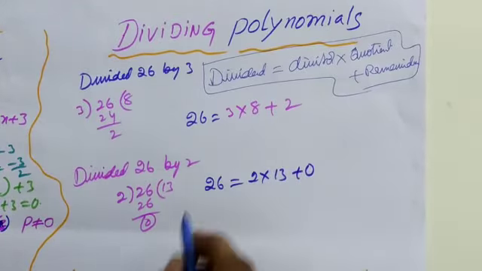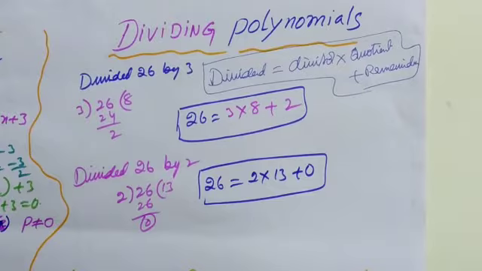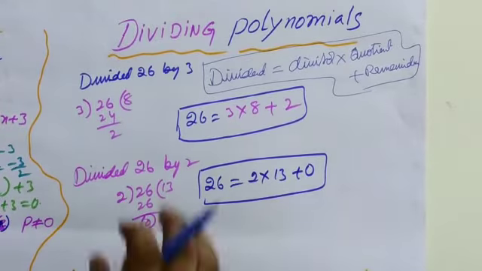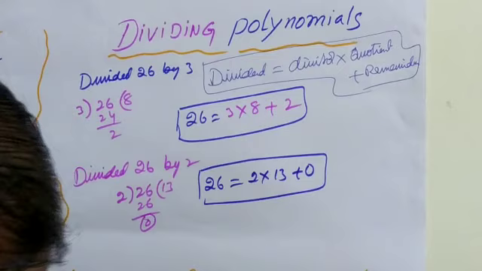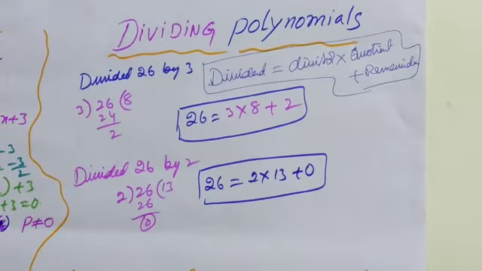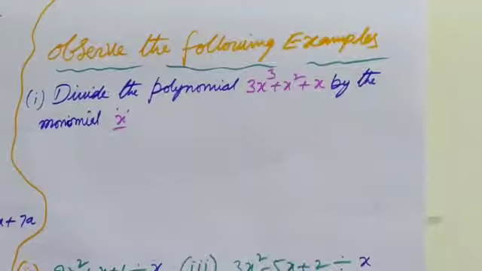Now this is like that. At the same time, 2 is a factor of 26. Therefore, 2 is a factor of 26. Now observe some more examples on dividing polynomials.